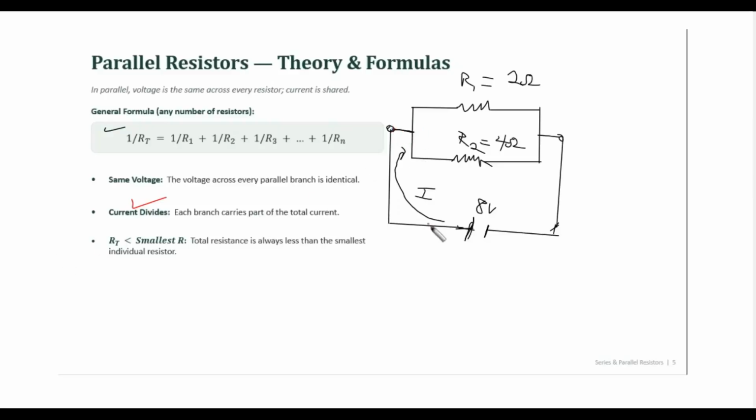it's going to divide. This current that is flowing will divide. So this is now the total current. The total current is gotten from the total combination. And how do you get your total combination?